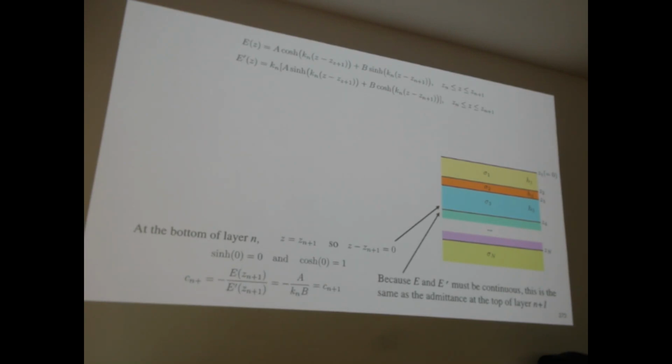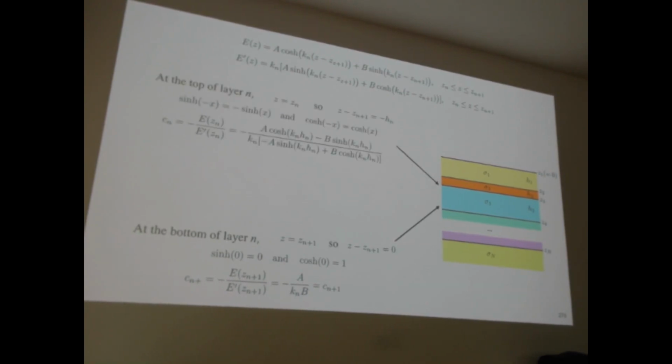Now, here's the thing, because the horizontal electric fields have to be continuous, the impedance C at the bottom of this layer has to be the same as the impedance at the top of the next layer. So I called C at the bottom of layer n C_n plus, and that's got to be equal to the impedance at the top of the next layer, C_{n+1}.